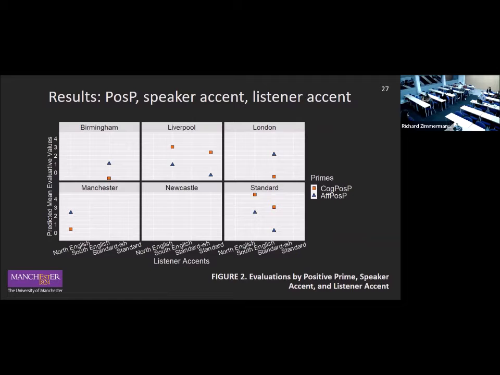So you can see that for Birmingham and for London, amongst the same accent group, standardish, and for Manchester, amongst the North English accent group, it is the affective positive prime that is more influential, significantly more influential. These are only significant results. With Liverpool and Standard, it's the opposite. With Standard, we have the South English and Standard accent group, and then Liverpool, South English and Standard accent group, which were affected in their evaluations towards the Standard and the Liverpool by the cognitive prime more than the affective prime.